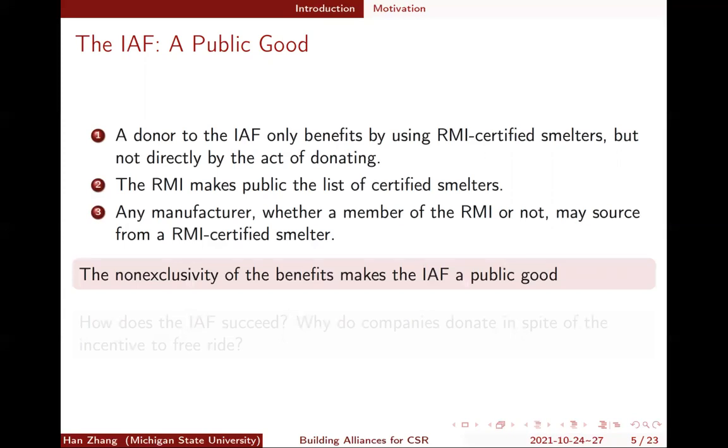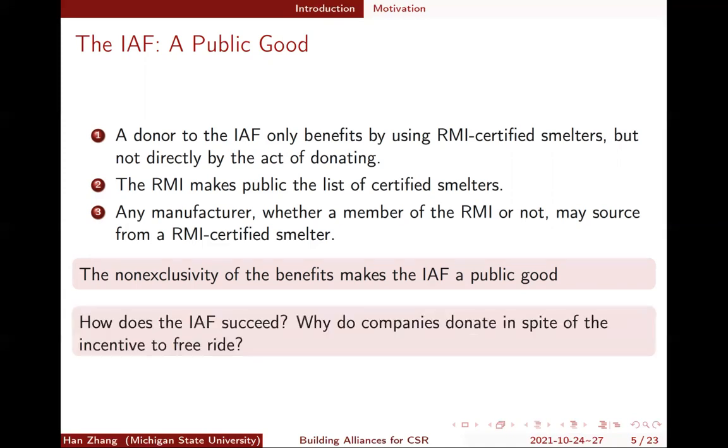Typically, economic agents free ride on a public good, leading to underprovision. In contrast, the IAF drives the success of the RMI. What makes a difference? Why do companies donate in spite of the incentive to free ride?